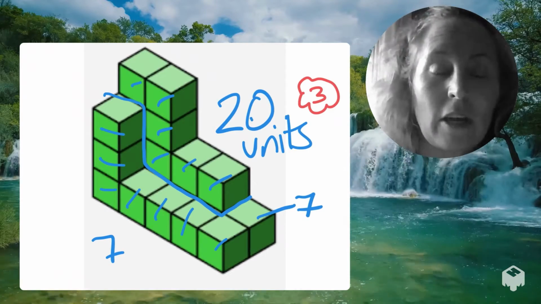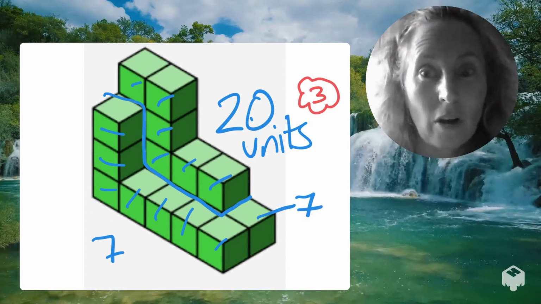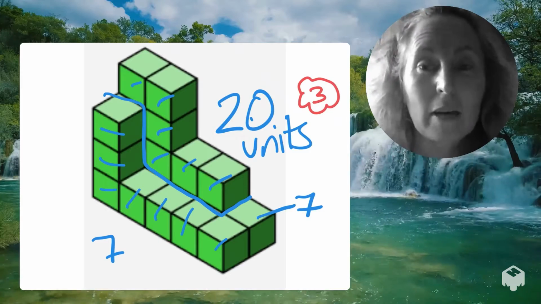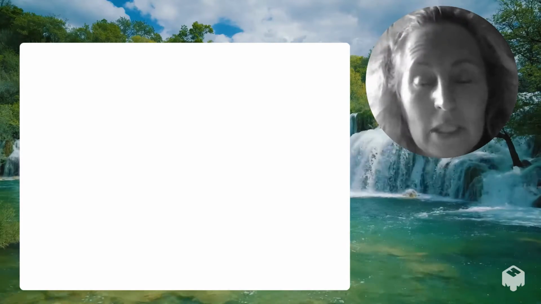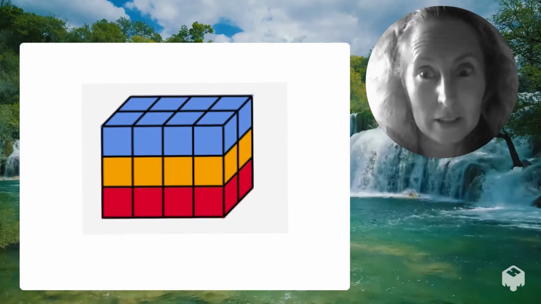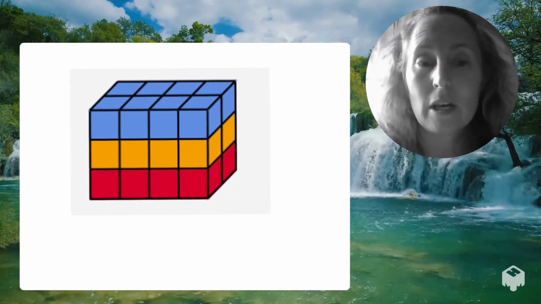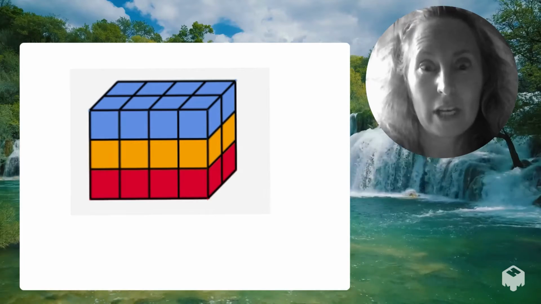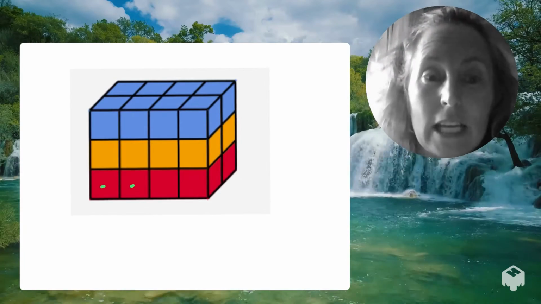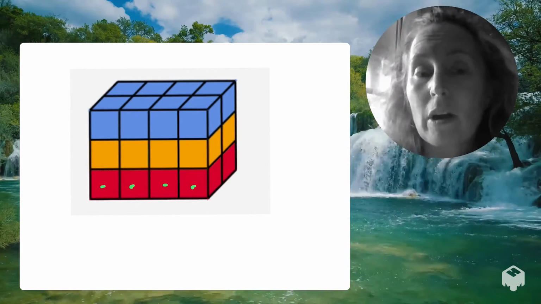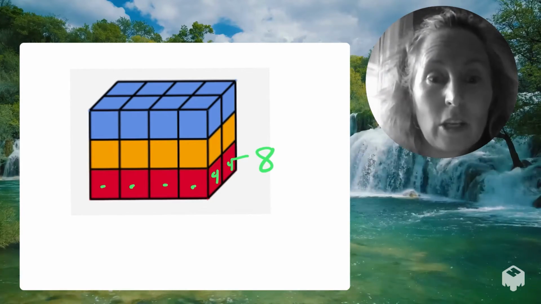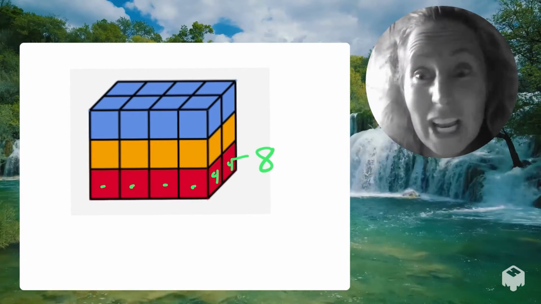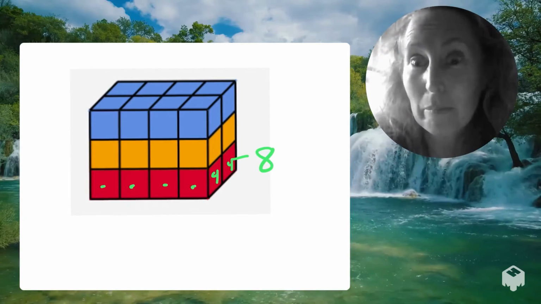Now, if this looks like a weird skill for you, know that almost all the shapes we measure in life are not going to be weirdo shapes. They're going to be regular rectangular prisms. Think bedrooms, think cereal boxes, think books. So looking at this regular figure, I can think of it in layers again. I've got 4 across the bottom and 2 on the side. So that means I've got 8 cubes to make the area of the base.